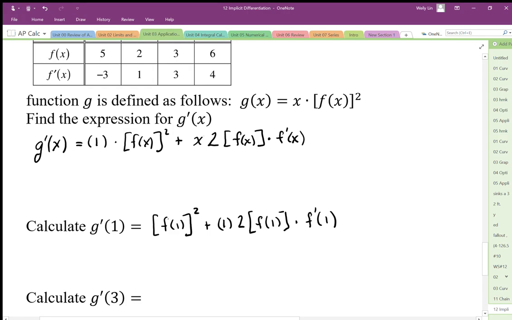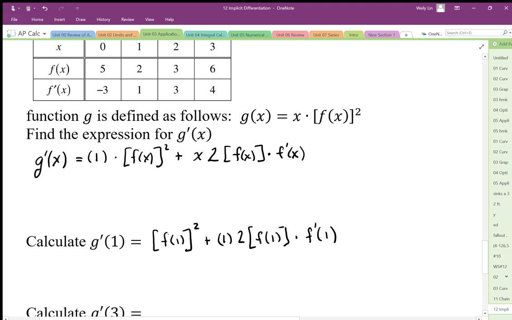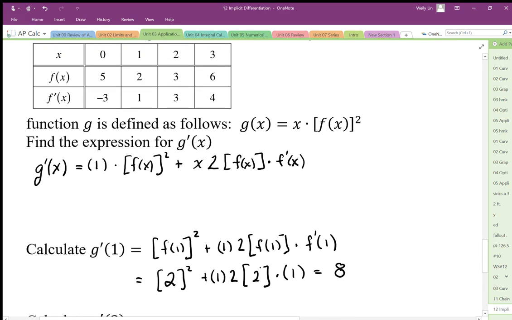So f of 1, at x equals 1, f is 2, so I'm going to end up with 2 squared plus 1 times, we don't really need that 1, do we? 2 times f of 1 is 2 again. Okay, times the derivative of f at 1, which is 1. So f prime of 1 is equal to 1. So this works out to be, when I calculate it, 4 plus 4, which is 8. So the slope of the g graph, defined by this function, is going to be 8.